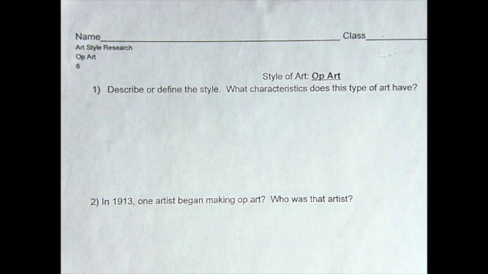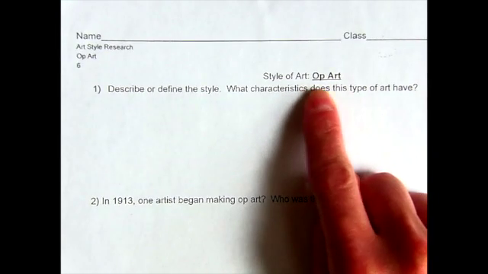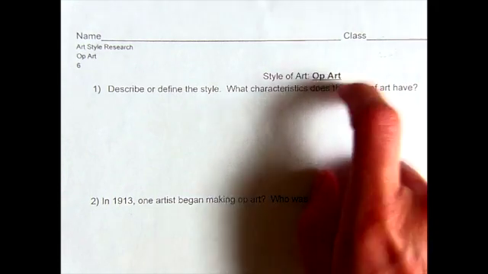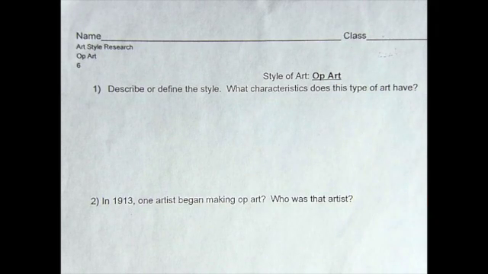I'm Mrs. Peterson, that lady who teaches art, and today I'm going to explain your next assignment, which is to do a little research about a style of art called op art. It's spelled O-P, and then a space, art. It is short for optical illusion, so that might give you a hint if you're on the right track or not when you start to do this.